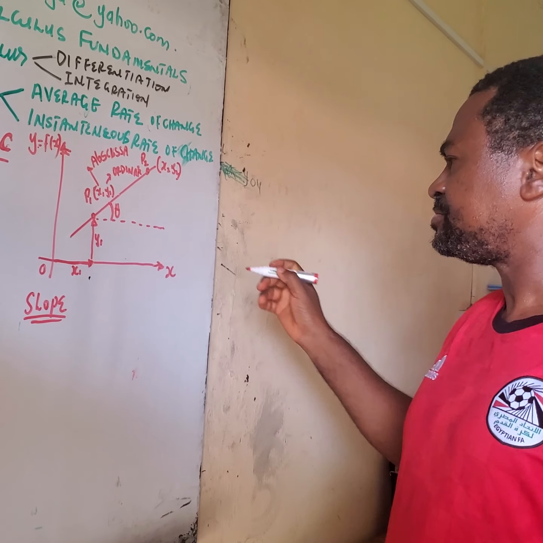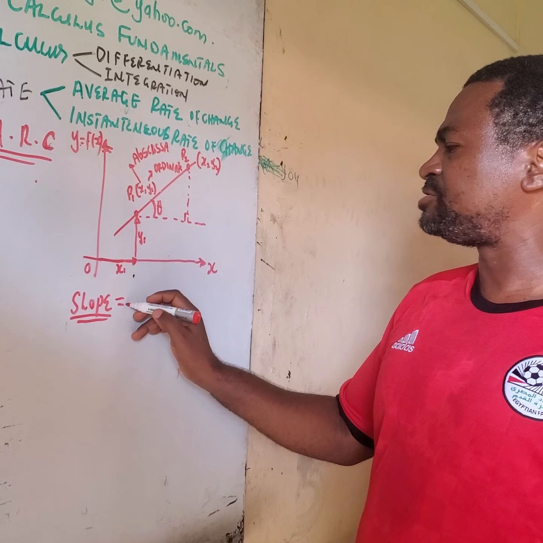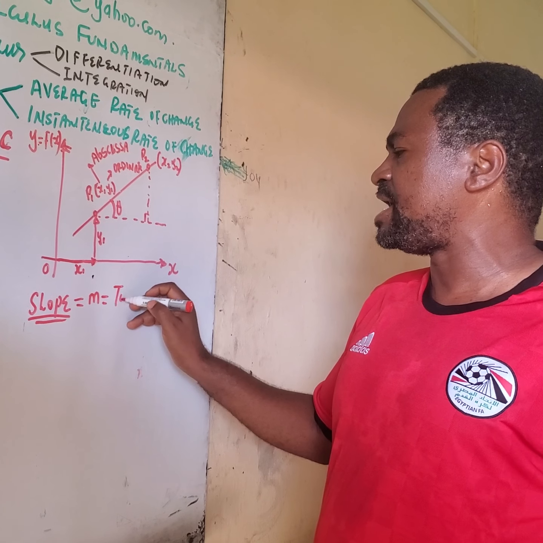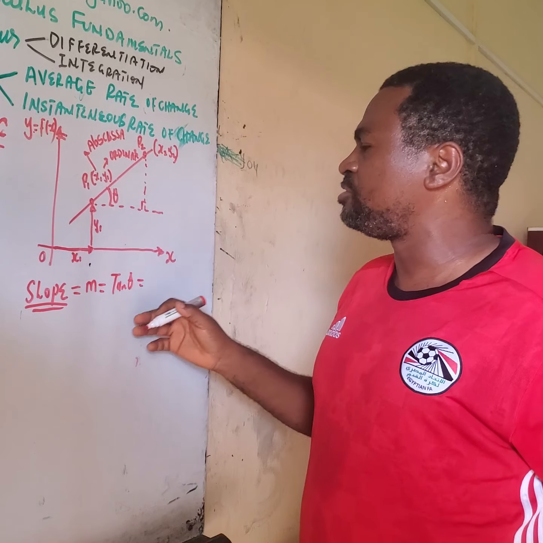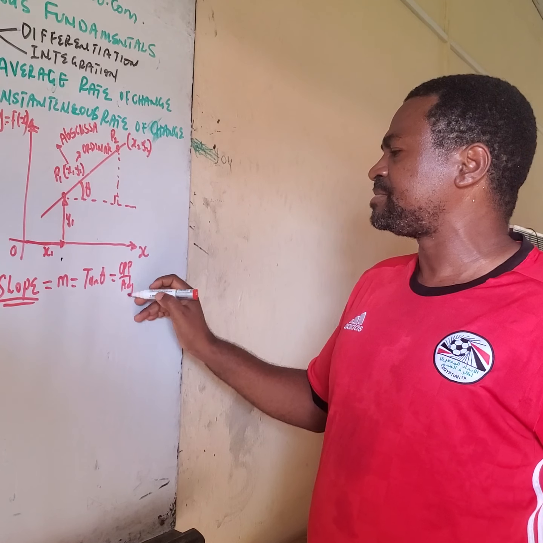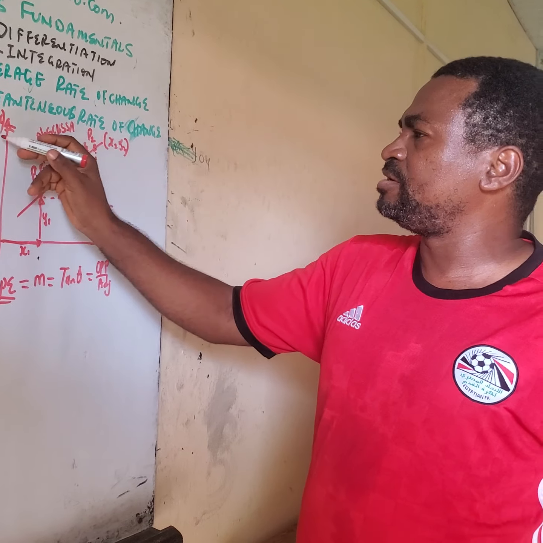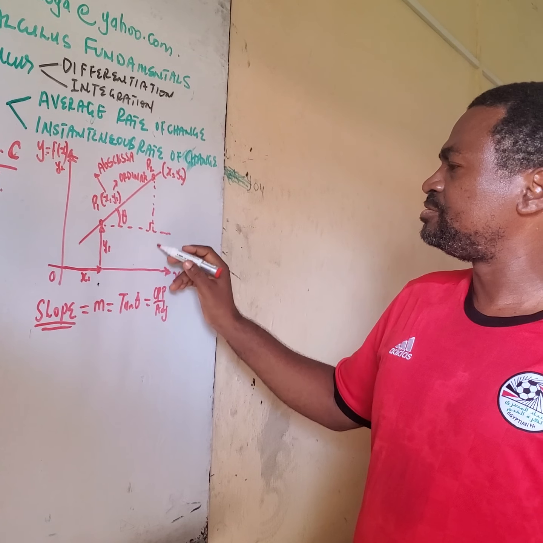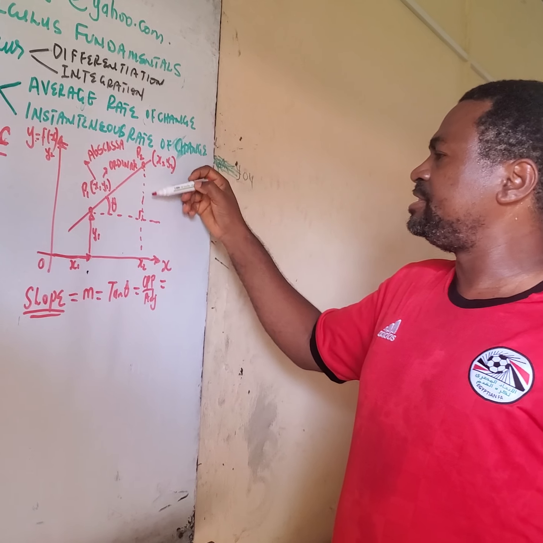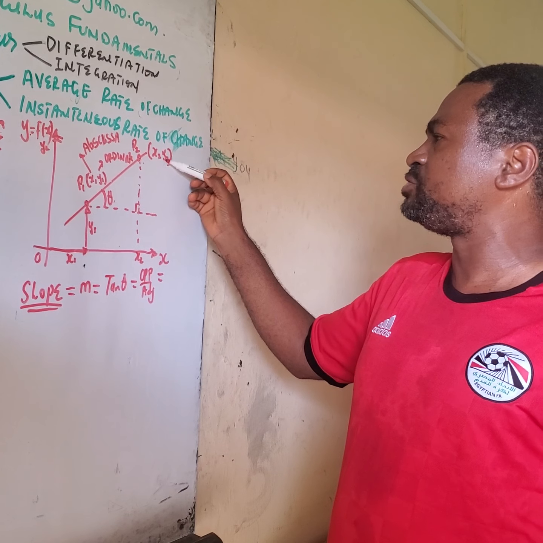So how do we do that? We can find what is called tan theta. Slope is actually written as letter m, and it is the same thing as tan theta. Now from trigonometry, tan theta is opposite over adjacent. The opposite is the height of this triangle with respect to this angle theta.